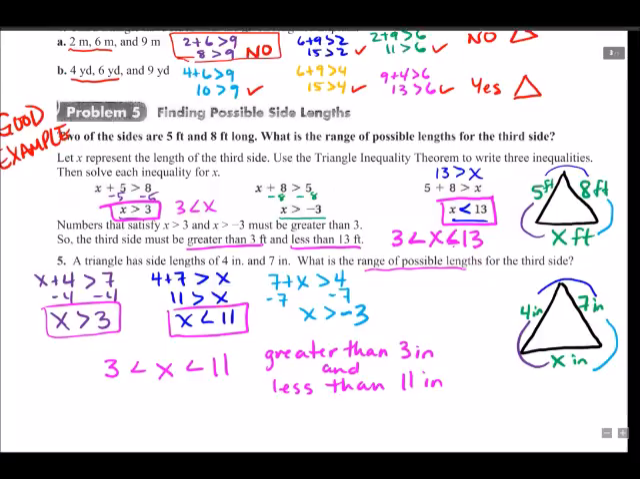So I'm going to use these 2 answers here. 3 is my smallest number, so I know I can switch this inequality around to be 3 is less than x. The alligator's eating x in the original, so the alligator eats x in the switched one as well. So I know that 3 is less than x is less than 11. My third side of my triangle has to be greater than 3 inches and less than 11 inches.